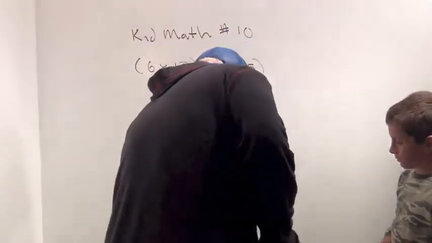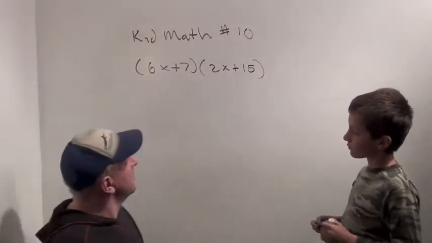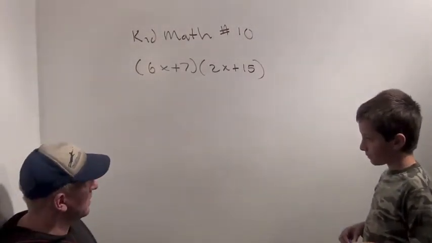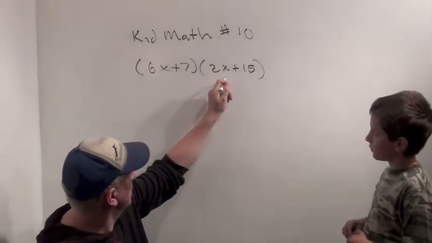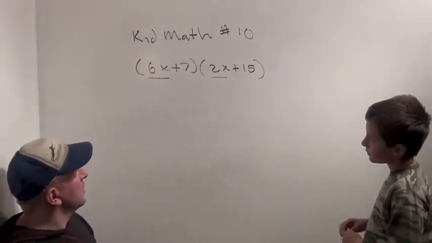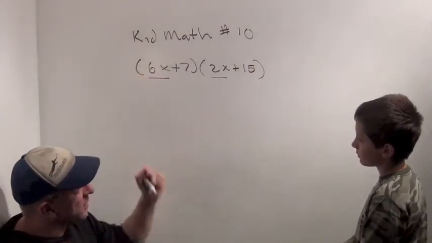KidMath number 10. So we moved on to section 10.3 of our problem solving algebra book today. And we're talking about slightly more complicated quadratic expressions. In particular, the extra complication here is that the coefficient on the x squared is not 1.